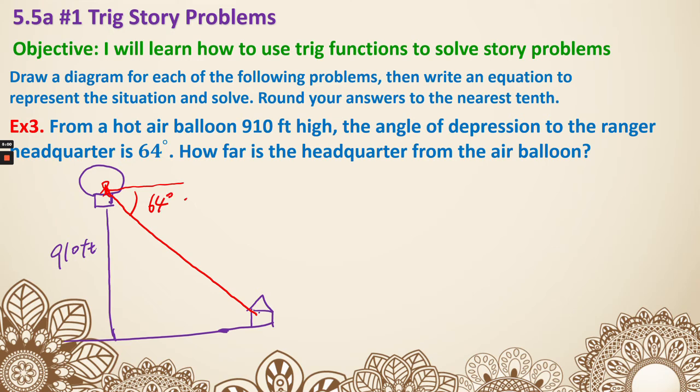How far is the headquarters from the air balloon? It's actually asking how far from the air balloon to here, so it's actually this line right here. But you might be like, wait, I don't have a right triangle. Clearly, I don't know everything. Well, here's the thing. If you draw the line of sight and you put a line here, that works. Or you can think of it as 64 degrees and 64 degrees.